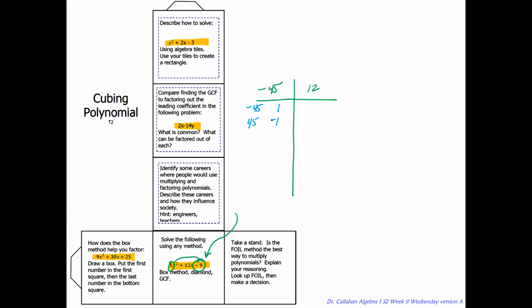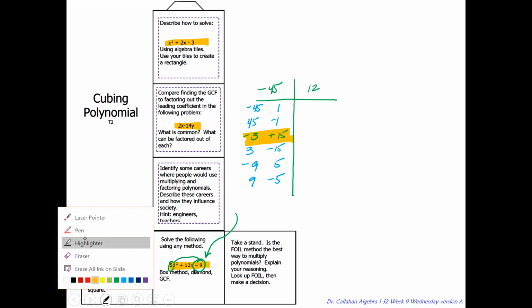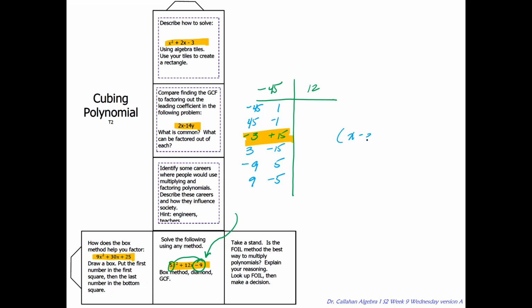Positive 45, negative 1. Negative 3 and positive 15. Positive 3, negative 15. Negative 9, positive 5. Positive 9, negative 5. Now, only one of them will add up to a positive 12. Which one is that going to be? There you go. So my temporary answer is x minus 3 and x plus 15.